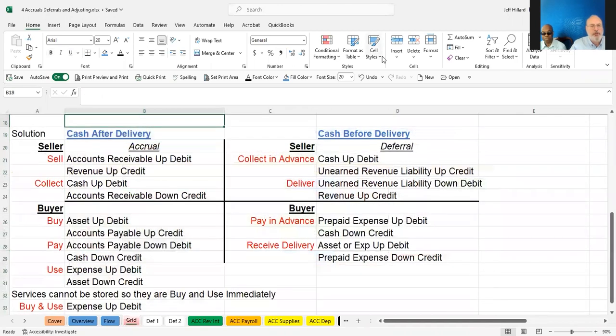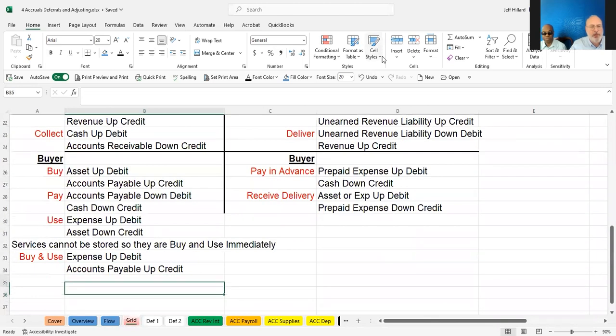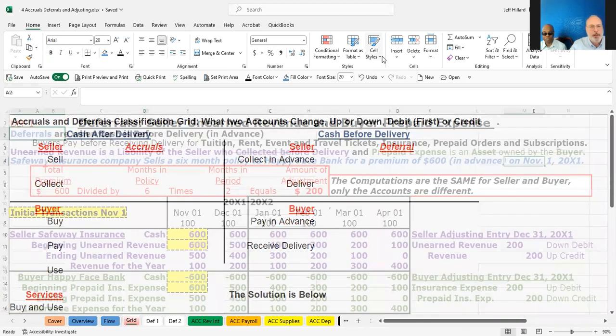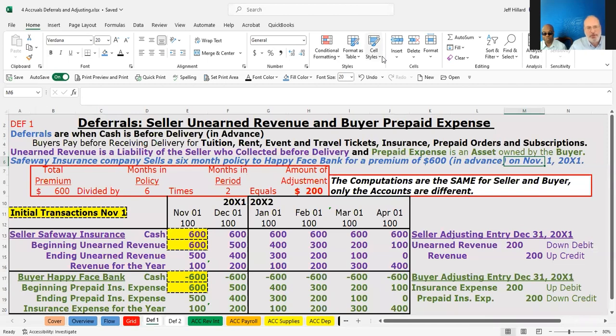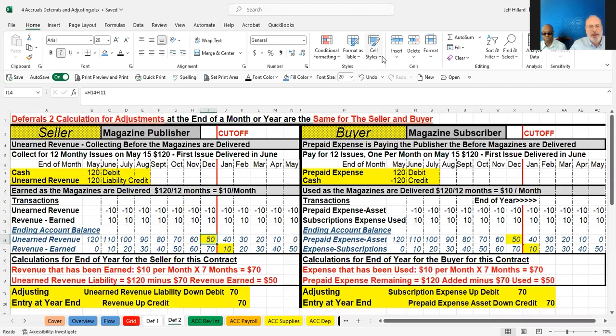We're going to then give you a grid and allow you to practice with the solution below of how to classify this within a simple framework where you decide whether cash is after or before delivery and whether you're selling and buying. And we're going to tie that back to the 10 basic transactions. Then we're going to do deferrals. Deferrals in a little more complex matter, but it's really just all the same stuff.